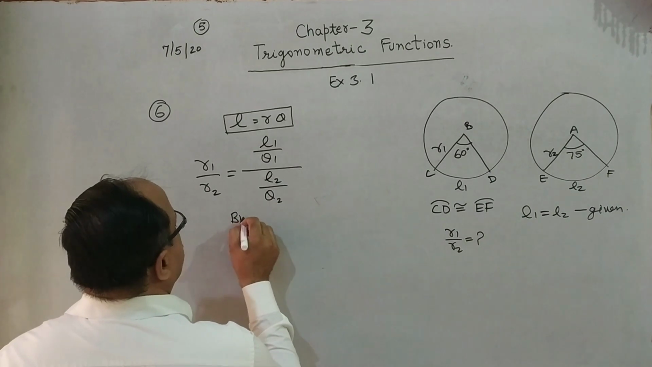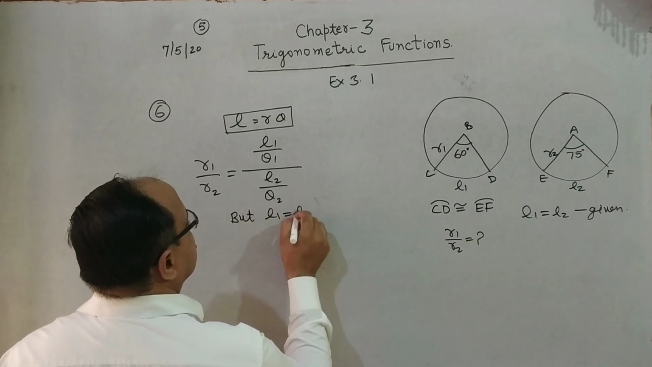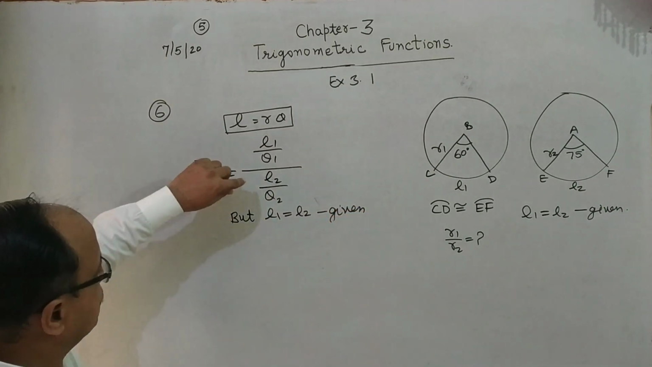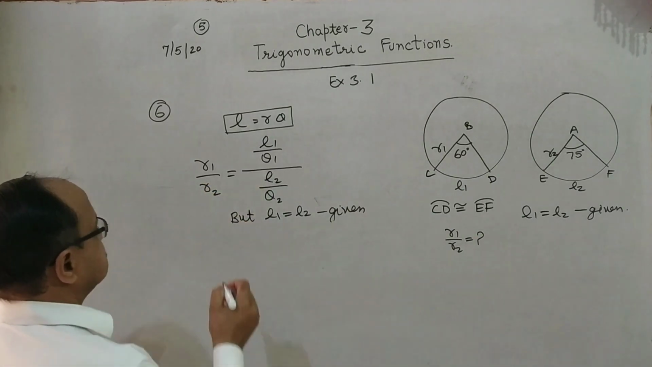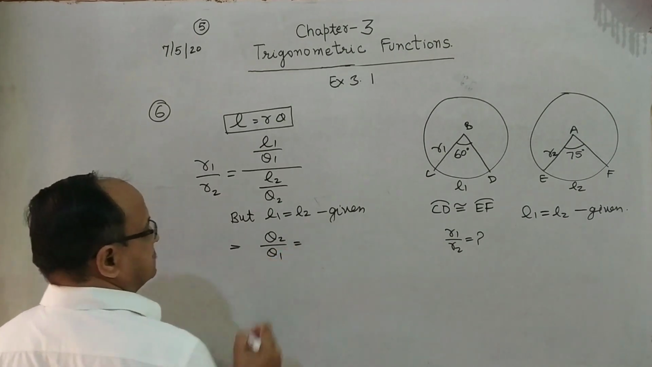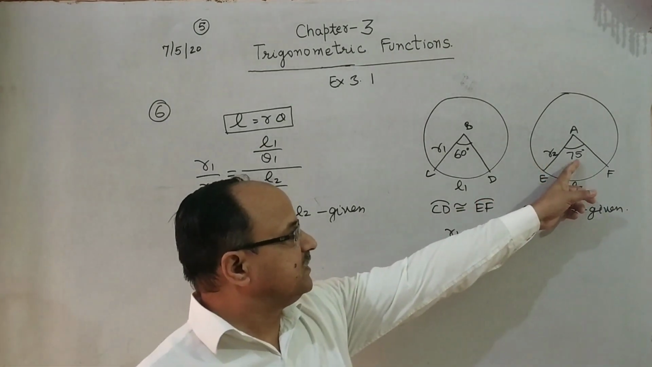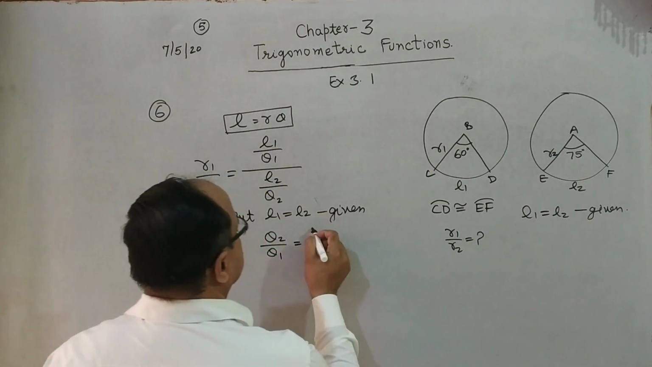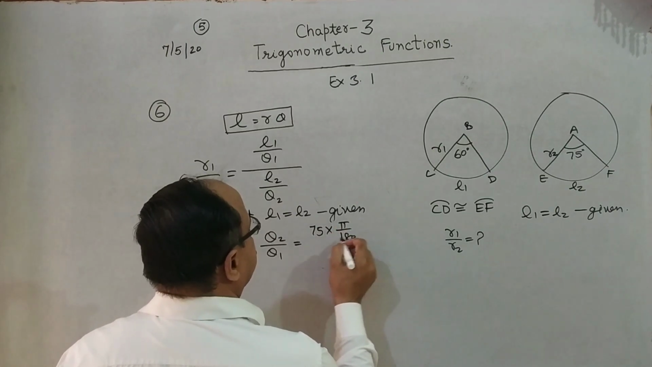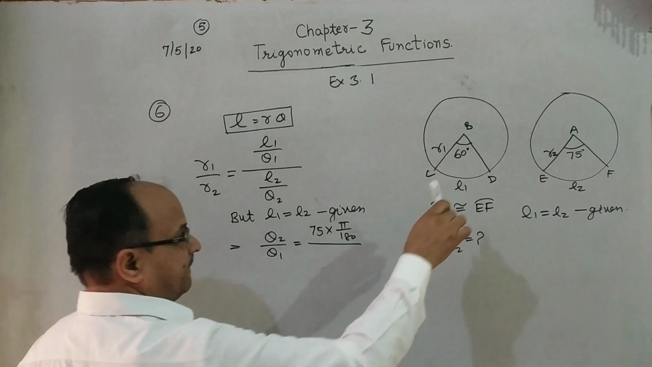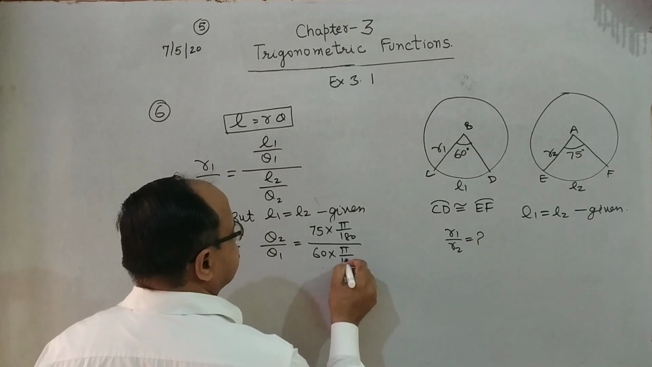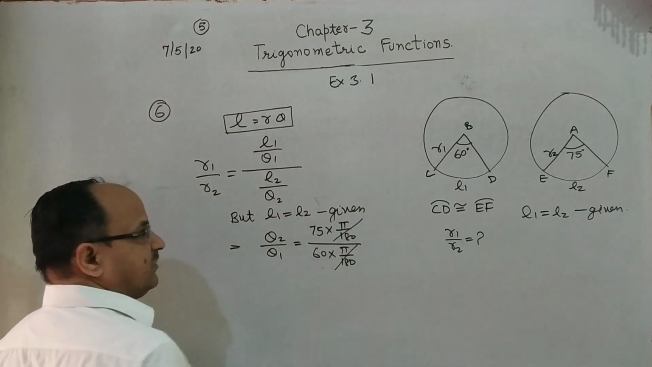But L1 is equal to L2, given. Therefore L1 and L2 cancel. The result is theta 2 upon theta 1. Theta 2 means the angle 75 degrees. Convert 75 into radian, pi by 180. Similarly, this angle also convert into radian, pi by 180. Pi by 180 and pi by 180 cancel.